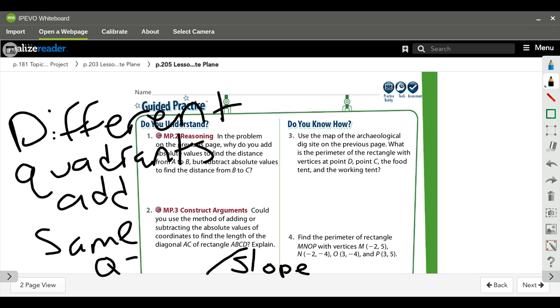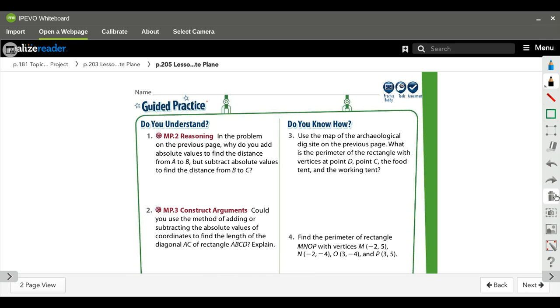Okay. Number 3 says, use the map of the archaeological dig site on the previous page. What is the perimeter of the rectangle with the vertices at point D, point C, then the food tent, and then the working tent? So if we go back and take a look at what we have, point D, we had -4, 1. Point C, we had 2, 1.